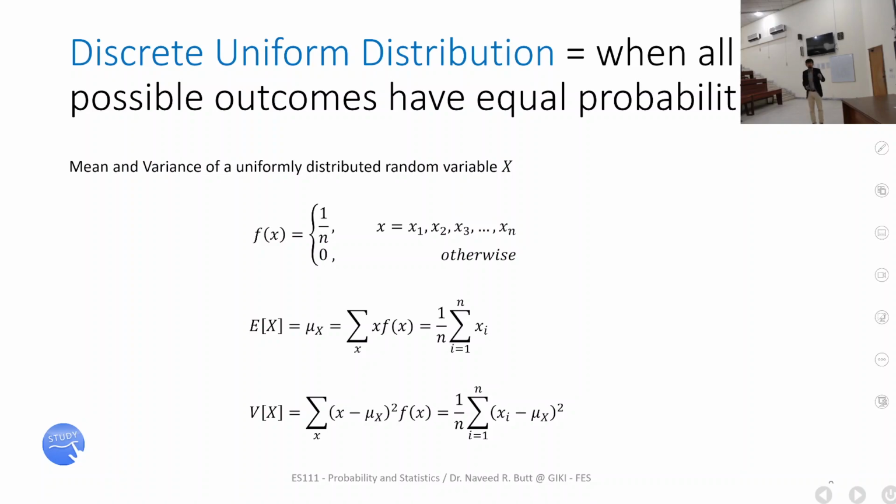They don't even have to be integers. It could be x1 is 1.5, x2 could be 10.5. They could be unequally spaced. Fine, as long as there are n discrete possible outcomes and all are equally likely, this formula holds. Yes, this whole thing holds. But there is a special case where these values are consecutive integers from a to b.